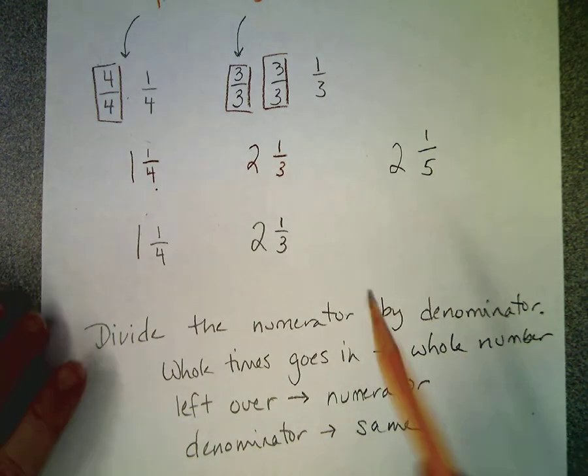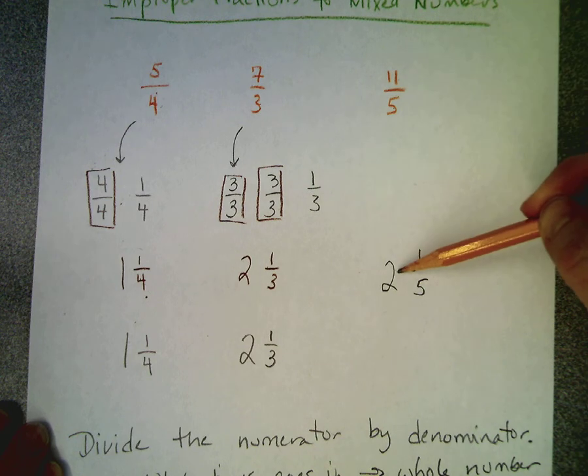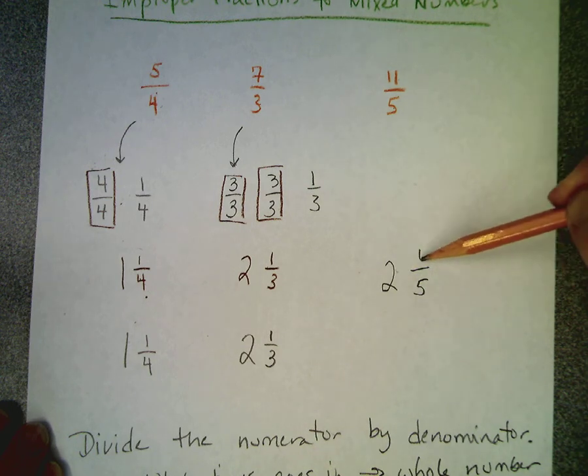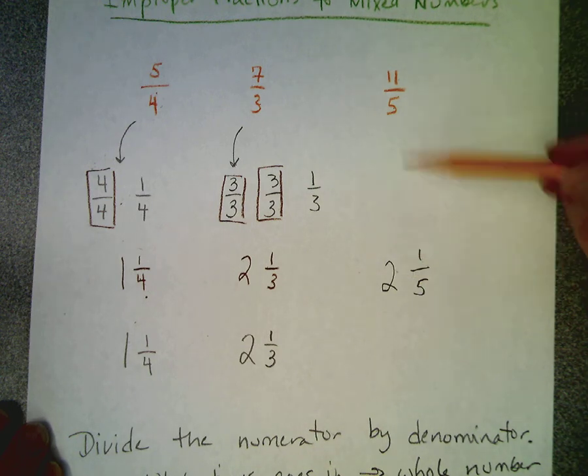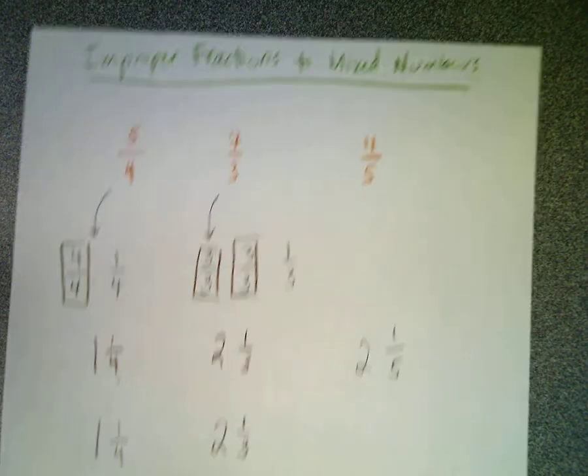Okay, so again, divide the numerator by the denominator, just like here. 11 divided by 5 is 2. Whatever is left, you had one more left to get there from 10 to 11. There it goes there, and then your 5 stays in the denominator to be the same.